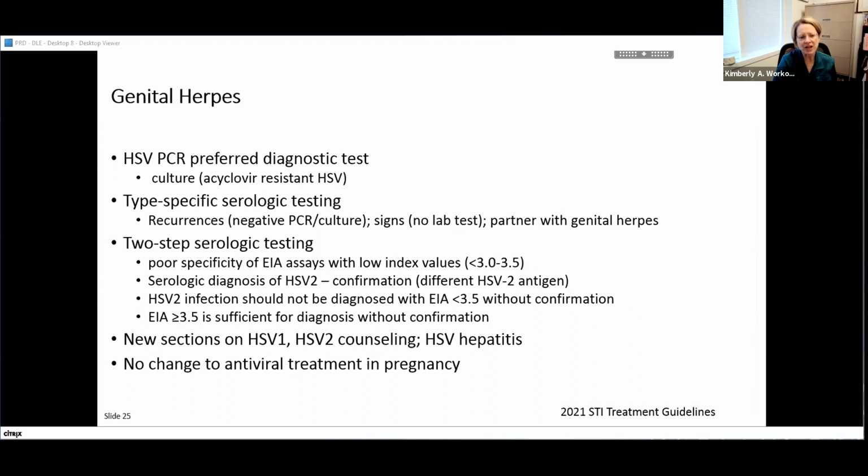There are also new sections on counseling for patients that have either genital or oral herpes and how best to counsel them. As you know, HSV-1 is an increasingly common cause of genital herpes, and we've added a section on herpes hepatitis. There's really no change. There's no new data on antivirals and no changes in antiviral treatment in pregnancy.